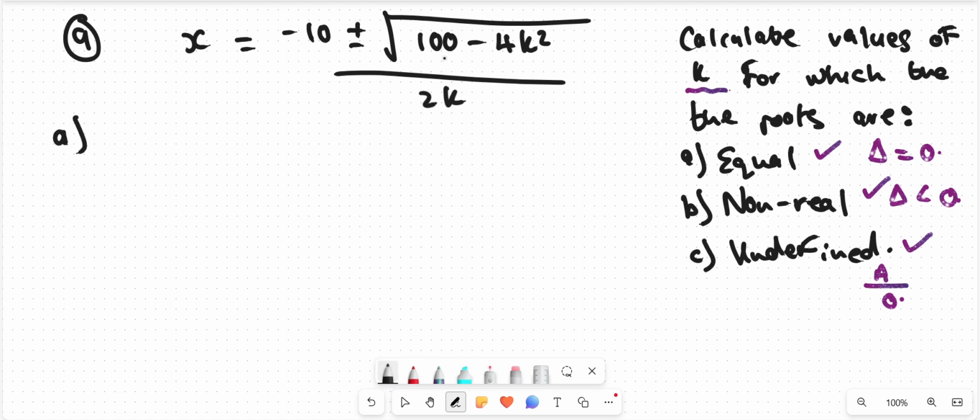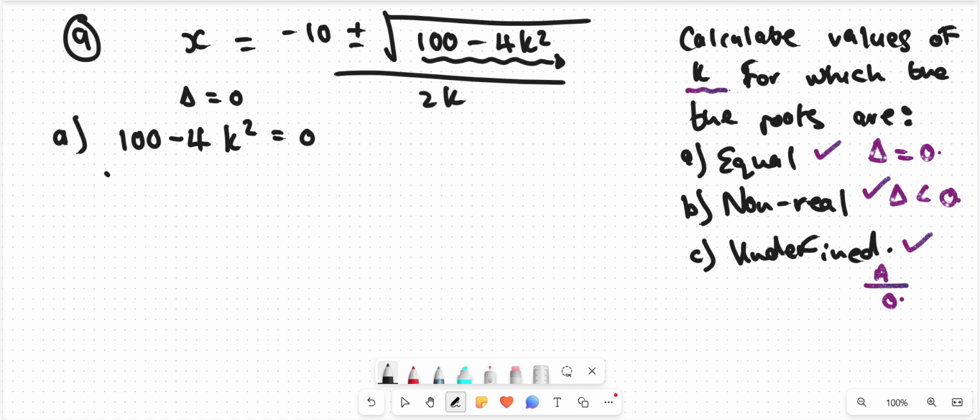So in this case, the discriminant is given. It's this guy underneath the root. So I could just take him the way he looks. And remember, if it's equal, then the discriminant needs to be equal to 0. So the discriminant needs to be equal to 0 for equal roots. And they just solve for k.